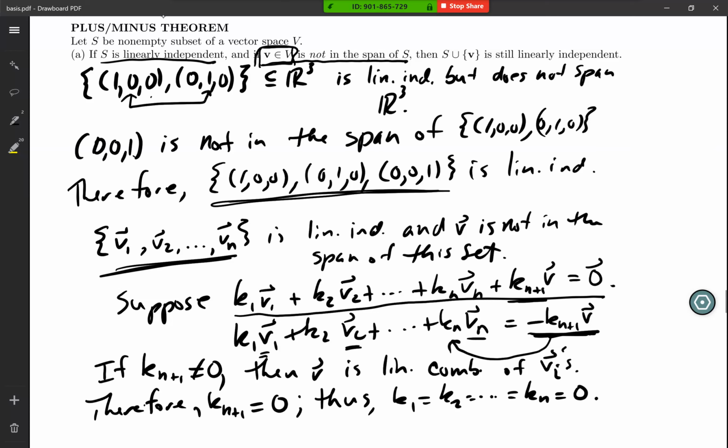If I have something that's not a linear combination, then I can go ahead and throw it in the set and still be linearly independent because I still have a bunch of vectors that don't depend on each other. They're independent of one another.